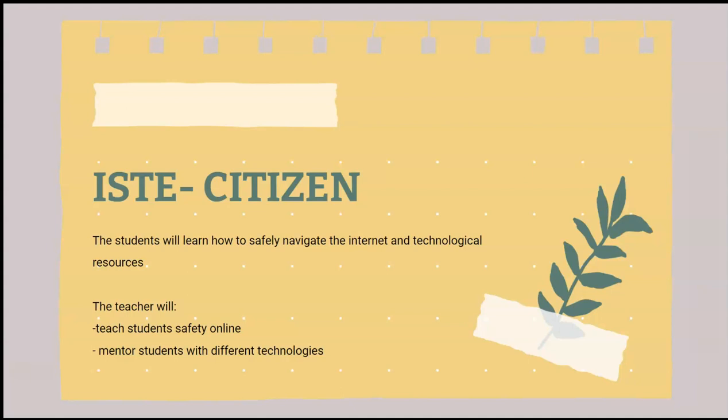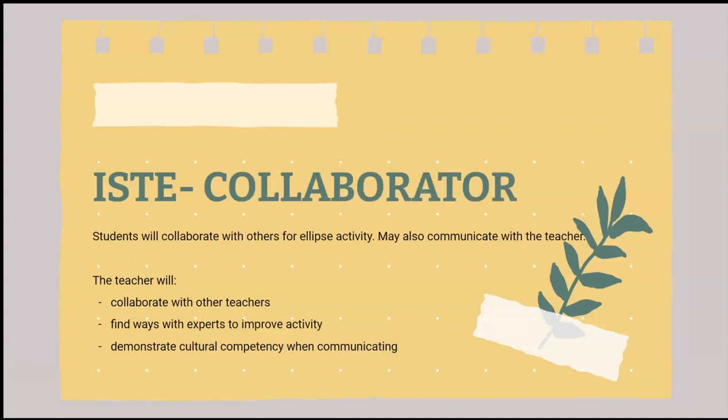And so I, as the teacher, will teach them safety online, knowing where to find those credible sources, knowing if it's a good website or not, if it's credible. And I also want to mentor students with these different technologies to make sure they are as safe as possible at all times. For ISTE Collaborator, students will collaborate with others for the ellipse activity, and they may also communicate with the teacher. So I want them to be able to learn how to communicate well with each other.